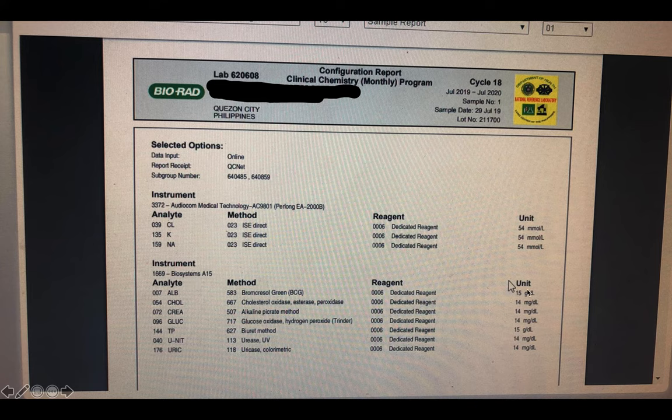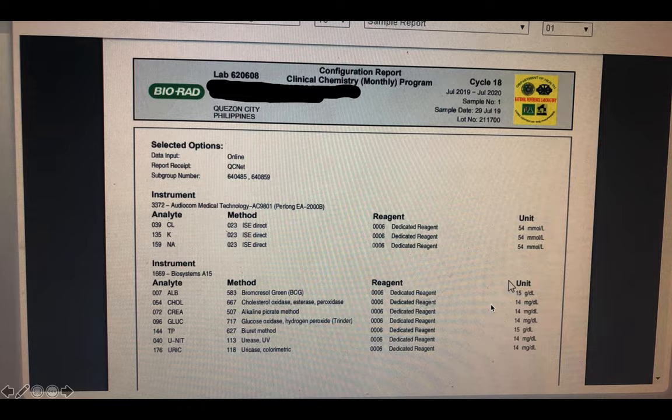Another thing that's very important here are your units: millimoles per liter and grams per deciliter. It's very important for you to report these. Most of these are your conventional units, not SI. So it is very important for you to indicate your unit as well.